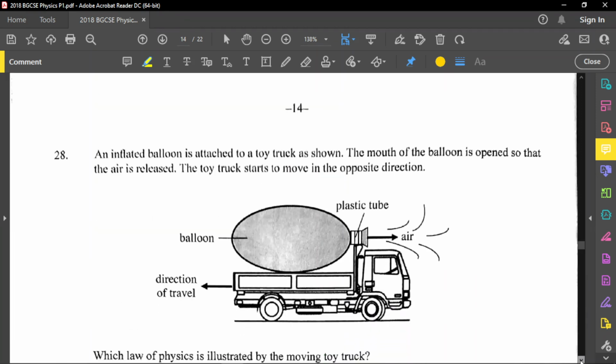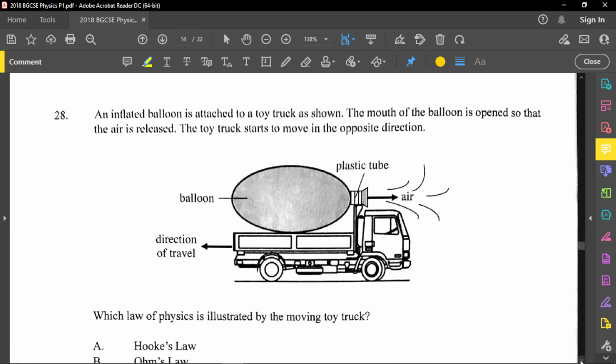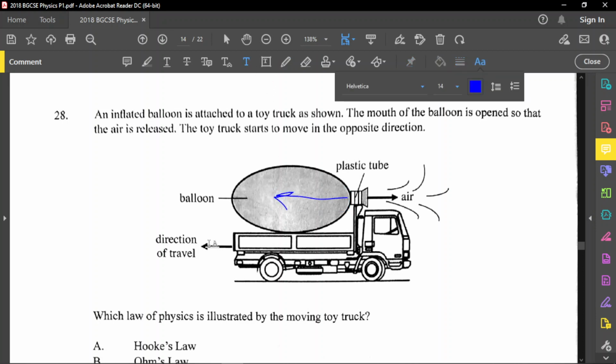All right, question number 28. An inflated balloon is attached to a toy truck as shown. The mouth of the balloon is open so that the air is released. The toy truck starts to move in the opposite direction. And so, of course, as you know, based on the law, to every action there is an equal and opposite reaction. So this will go in that direction there. That's why this arrow at the bottom right is going that direction.